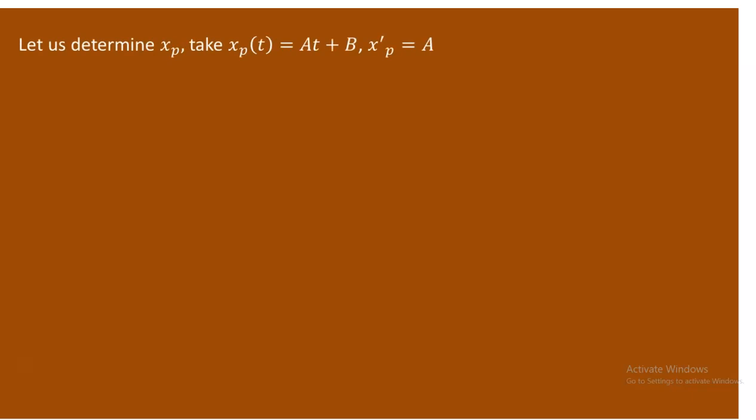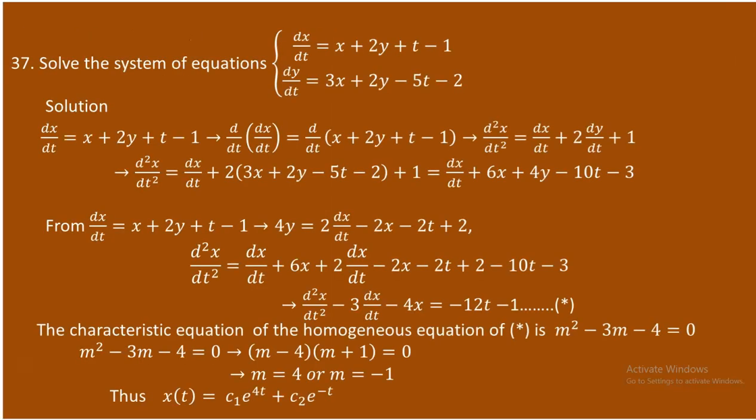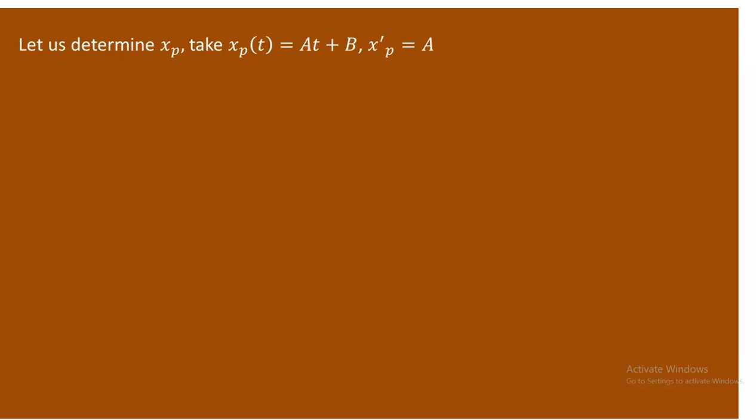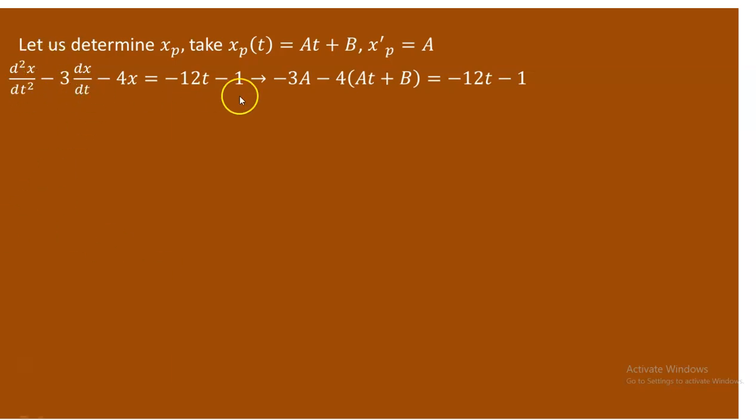To find the particular solution, we have to consider a linear expression at plus b, because here, as you see, the right expression is minus 12t minus 1. So it has to be linear, students. That's why I took at plus b to be the linear one. When you differentiate this, it will be a, and the second derivative goes to 0. So we need to substitute this here. As can be shown, look, the second derivative is already 0. Minus 3 times a, minus 4 times at plus b, equals minus 12t minus 1.